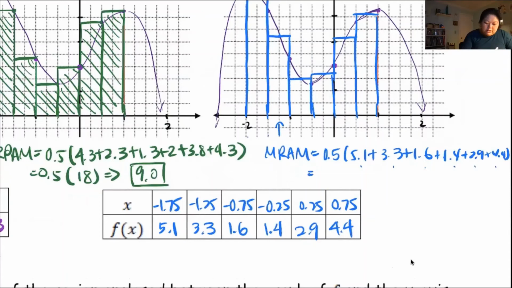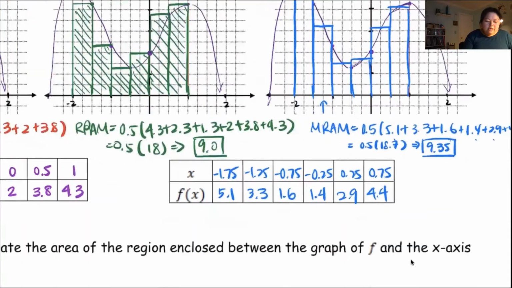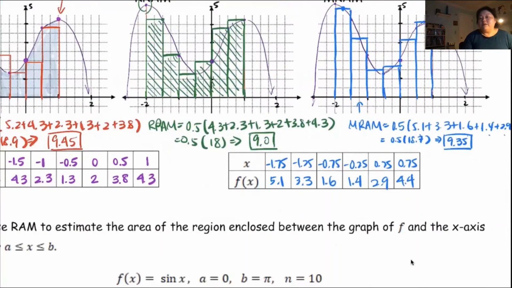Okay, all right, let's see your calculator. 5.1, 3.3, 1.6, 1.4, 2.9, 4.4. Okay, that gives me 0.5 times 18.7, so the approximation gives me an approximate area of 9.35. All right, you see my answer is between the LRAM and the RRAM, and that is going to be true all the time. Your MRAM should be an approximation that's between your LRAM and RRAM.